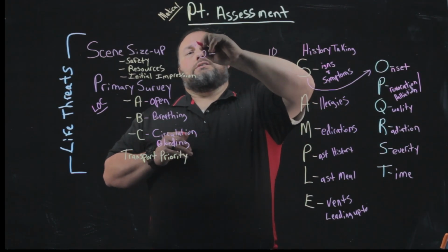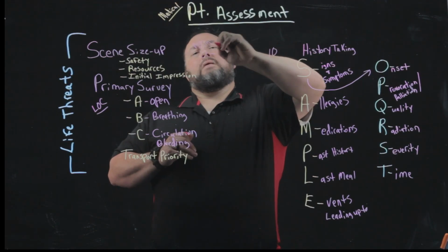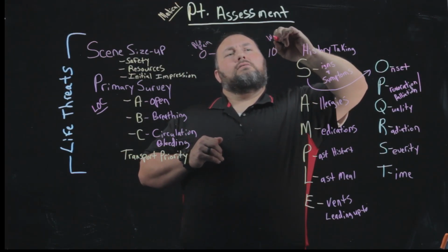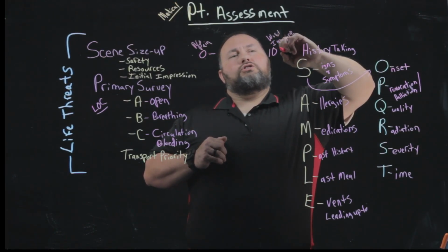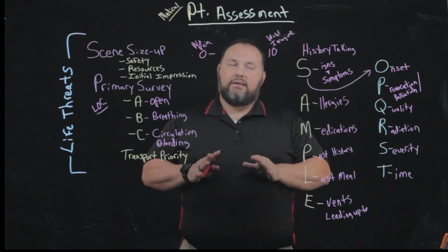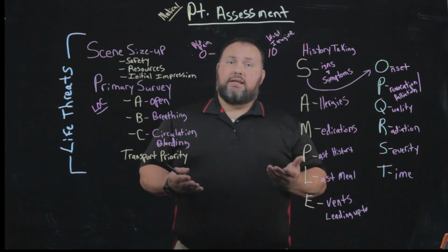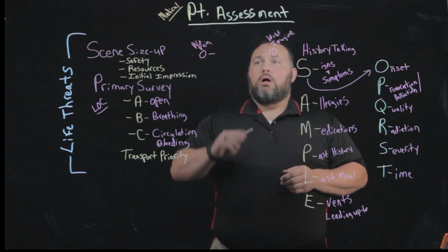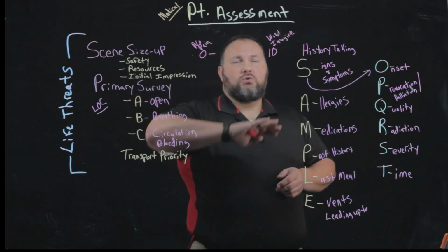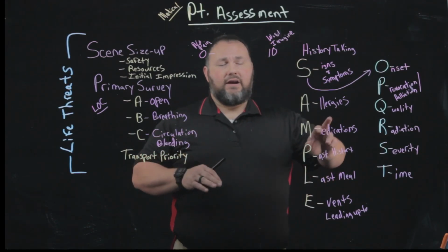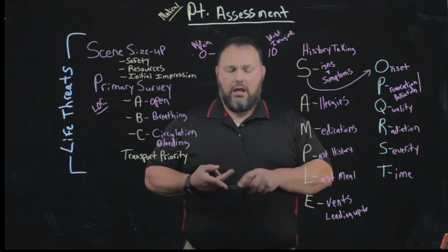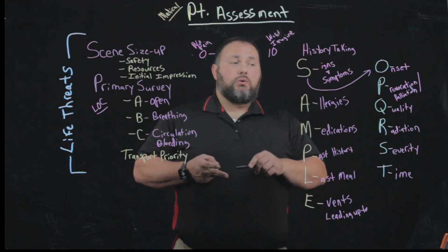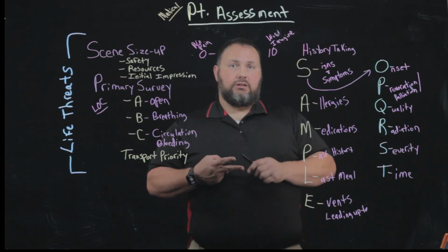0 is no pain, and 10 is the worst you can imagine, or the worst you've ever had. Pain is very subjective, and unfortunately it's nothing that we can measure, so we have to take the patient's word for it. So no pain is 0, 10 is the worst pain you can imagine. That is severity. The last thing we do is time. How long has it been going on, and when did it start? So we want to know all of these things in the patient assessment.